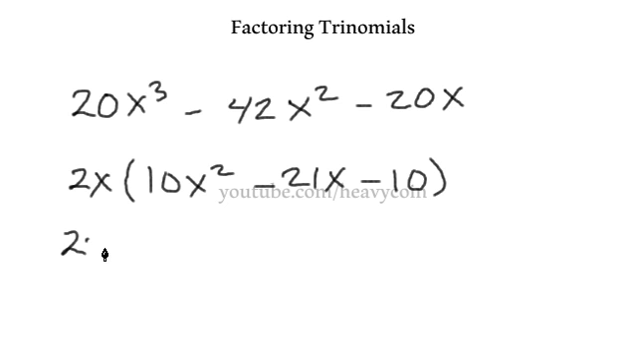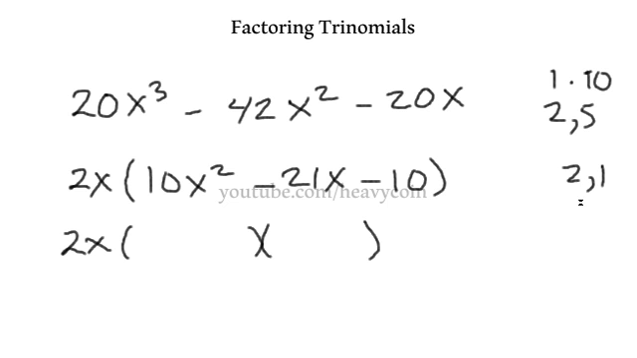Now we're going to go ahead and factor this out right here. So I'm going to go ahead and rewrite 2x times. So the numbers that multiply together gives us 10 is either 2 and 5, or I should say 1 and 10. 1 and 10, 2 times 5 gives us 10. And then this number here is going to end up being 2 and 5, or also 1 and 10.